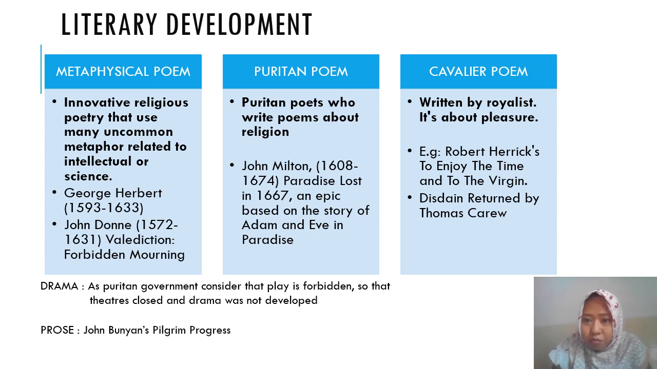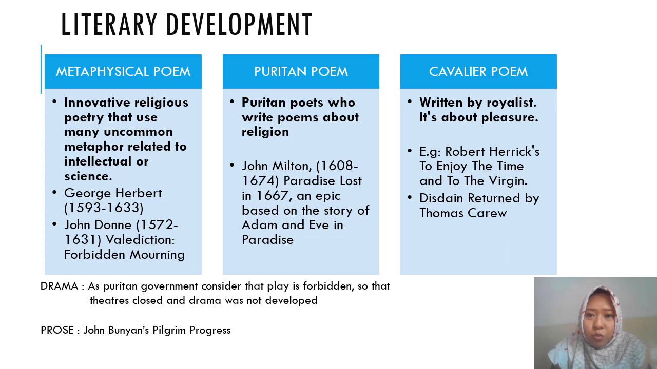And the second one, the Puritan poems. The Puritan poems are poems by Puritan poets who write about religion, so the main theme here is religion. An example of the Puritan poem is John Milton's Paradise Lost. This is an epic, a famous poem of the Puritan time. It is an epic based on the story of Adam and Eve in paradise.